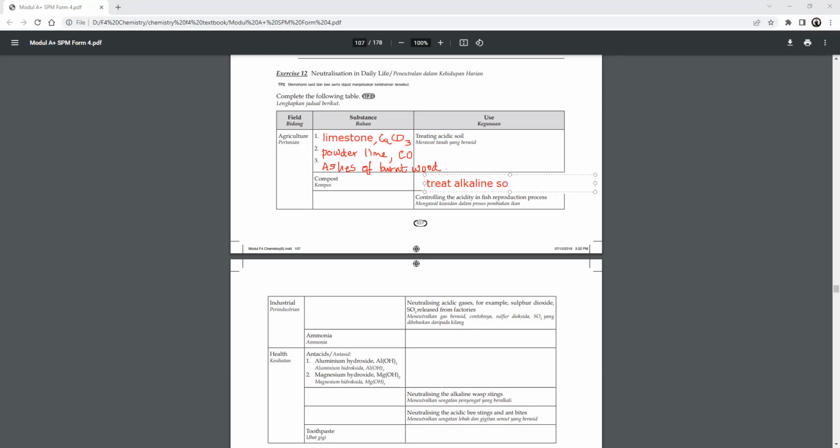Alkali soil, not salt. Alkali soil. This one you can use to treat the alkali soil: compost. Compost of the bacteria.